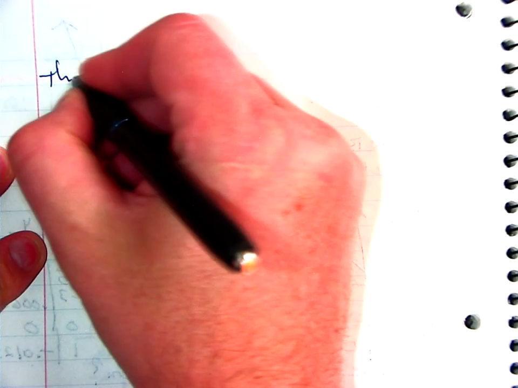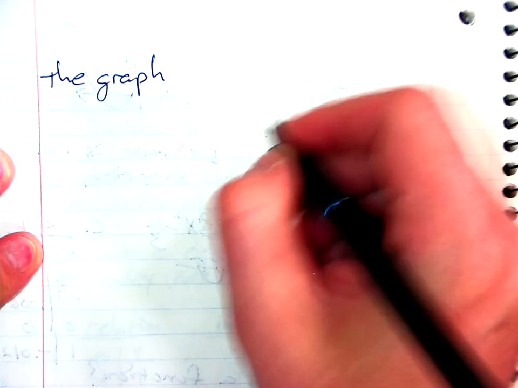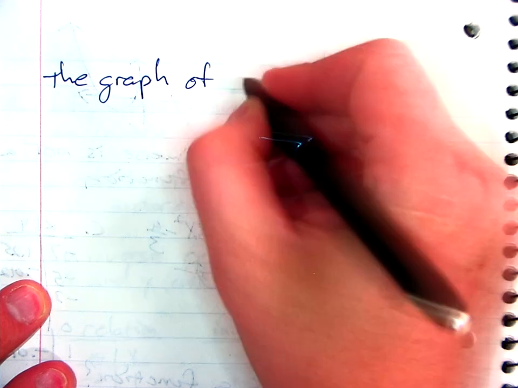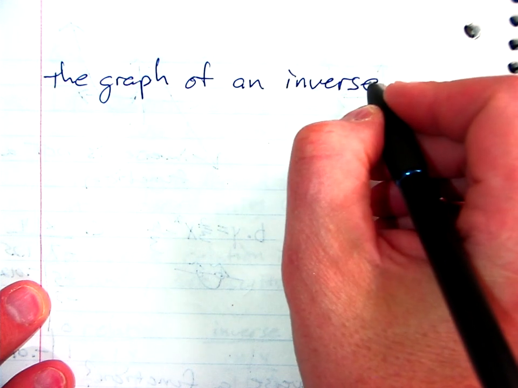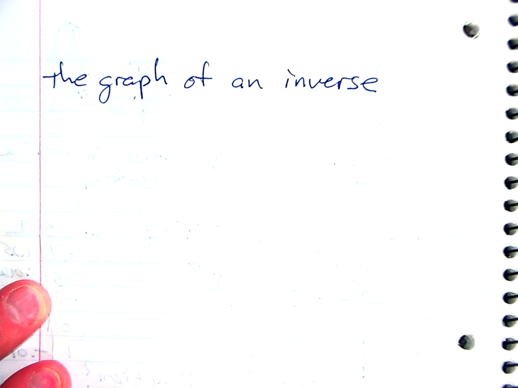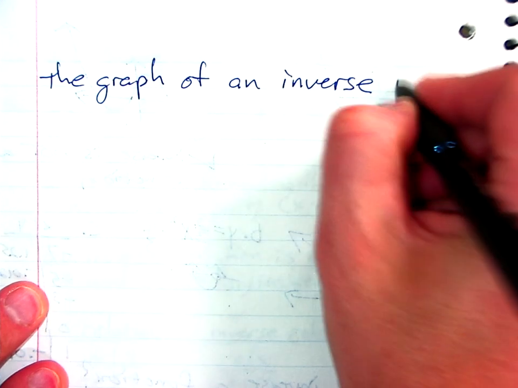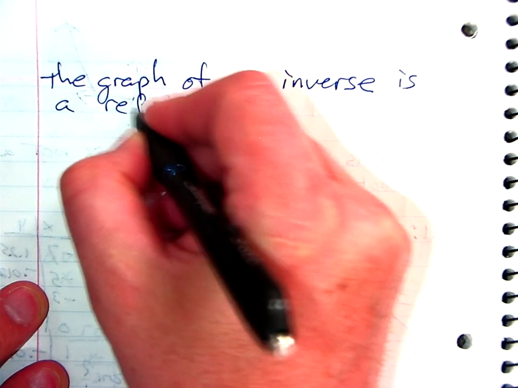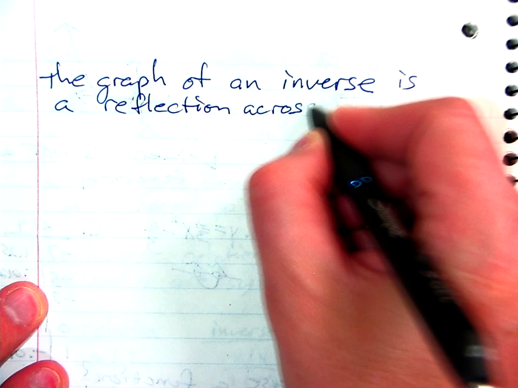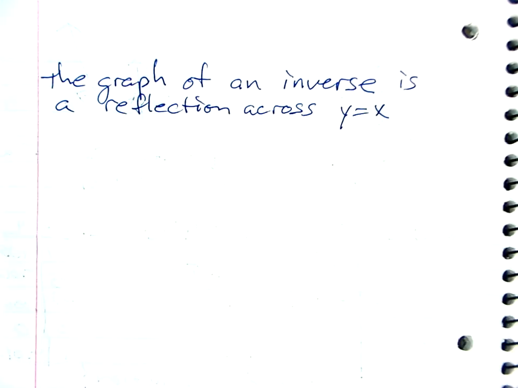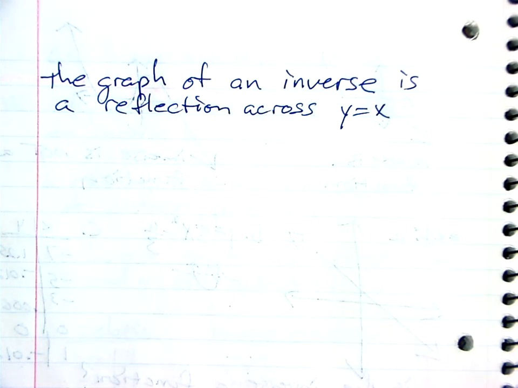The graph of an inverse is a reflection, so go back to geometry, across y equals x. Sort of. I'll explain in just a second.